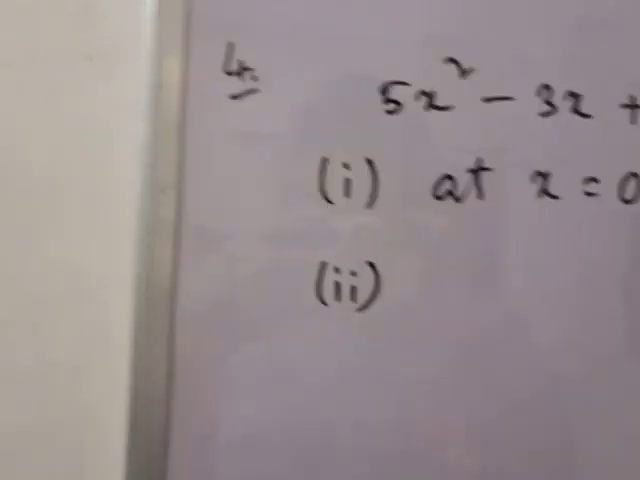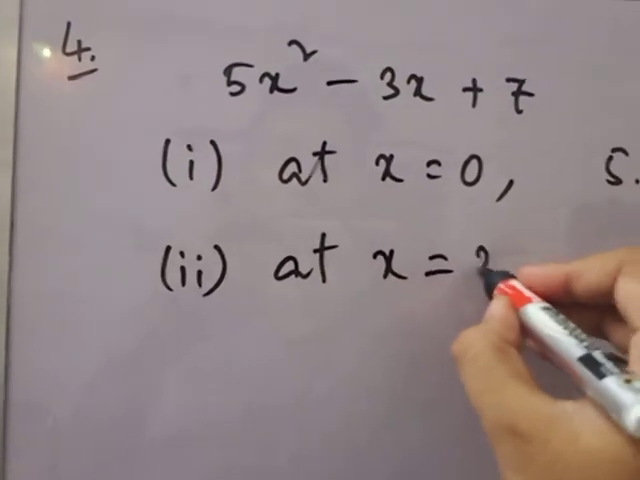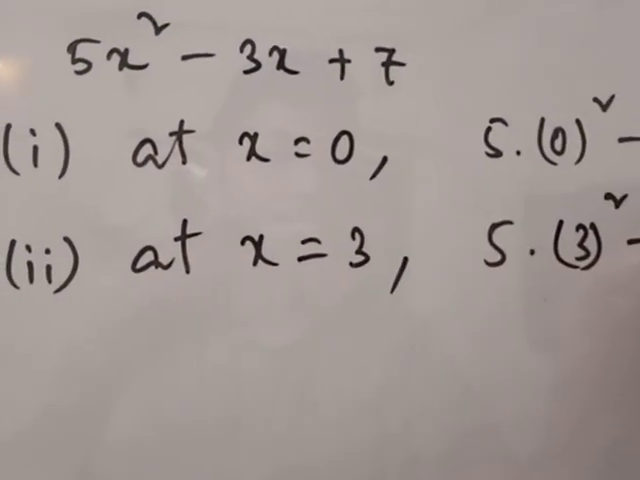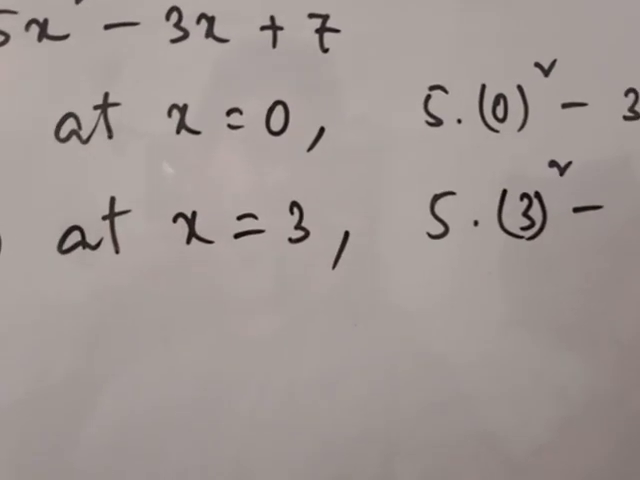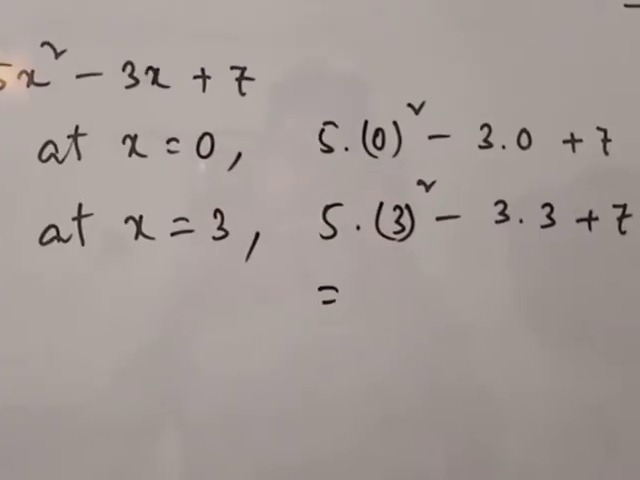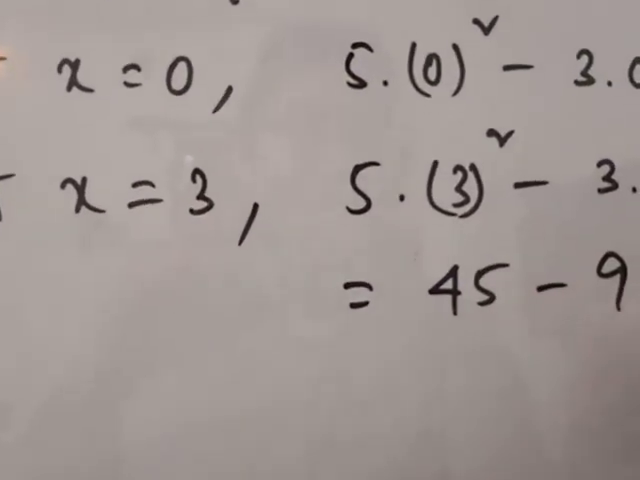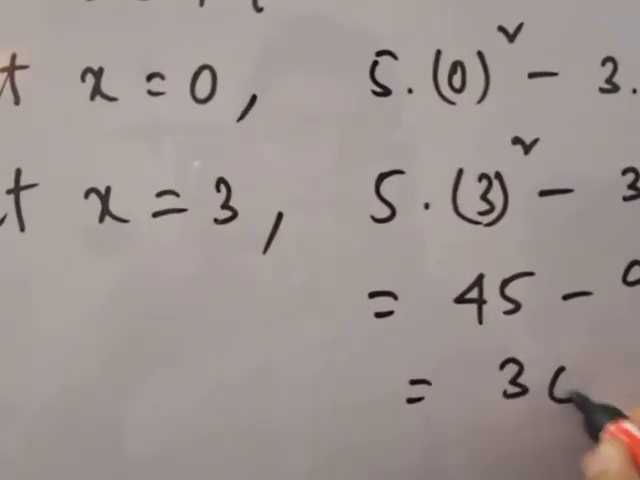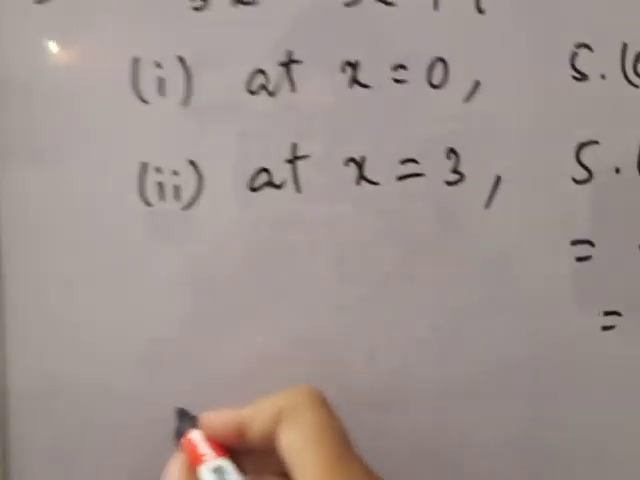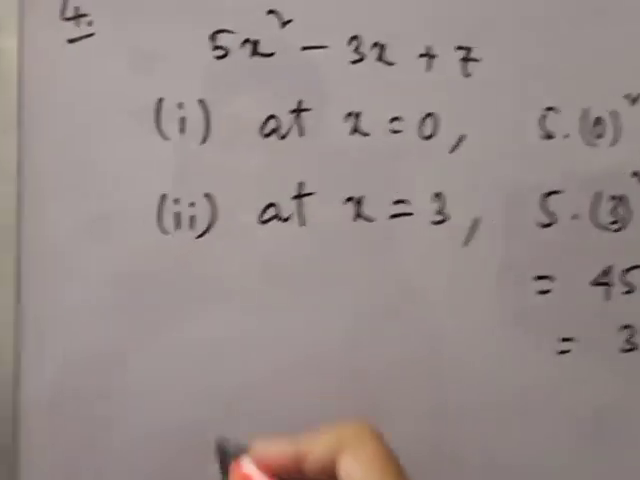Number 2, x equals 3. At x equals 3, so 5 into 3 square minus 3 into 3 plus 7. So this means 3 into 3, 9, 9 into 5, 45, minus 9 plus 7. So this is 36 plus 7, 43. Next, number 3 is similar, minus 4. Now I am going to do the 4.